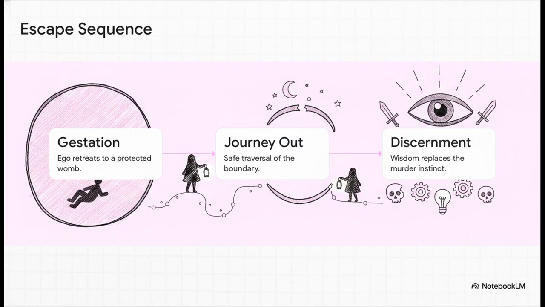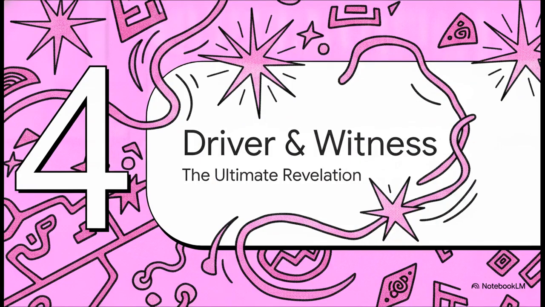First up, gestation and refuge. Because let's face it, you can't heal without protection. Second, the safe traversal out of that isolated state. And third, the permanent installation of discernment. This three-step process is what completely undoes that initial topological error, the killer Nafs, that we saw back at coordinate 530. Which brings us to Section 4, driver and witness united.